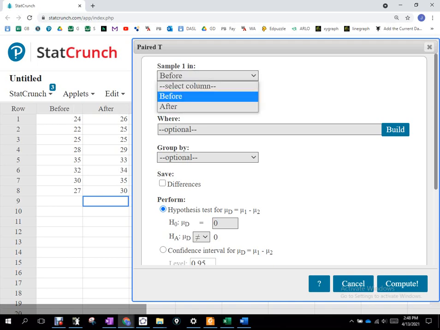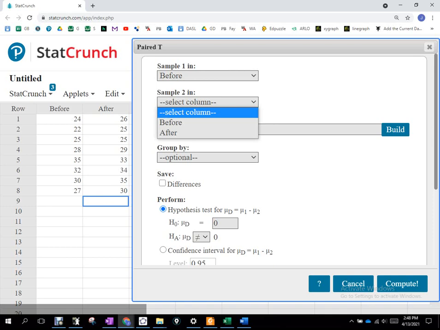Okay? So if I didn't rename those, it would say VAR1 and VAR2. Okay. Now I'm going to go to column 2. Sample 2 is the after. Okay. Now this where stuff, I'm not sure, because I don't use StatCrunch very often. I'm more of an Excel person. I'm not sure what all these optional things are.